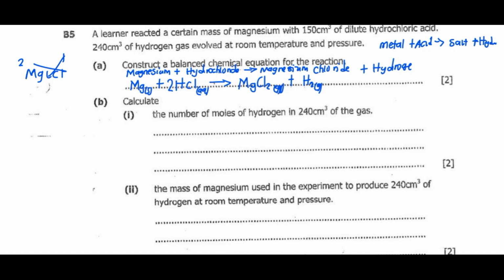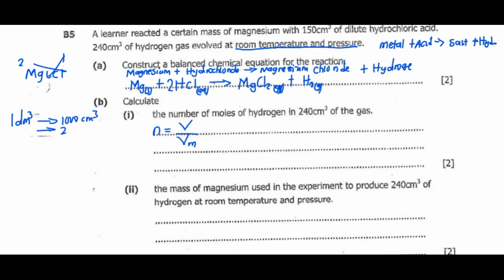Then B, calculate the number of moles of hydrogen in 240 cubic centimeters of the gas. So what is the formula? Since we are told room temperature and pressure, the formula for number of moles is equal to volume of the gas over molar volume. Before you do calculations, make sure that the volume of the gas is in decimeter cubed. Here it's in centimeter cubed, so we need to convert. 1 cubic decimeter is equivalent to 1,000 cubic centimeters.